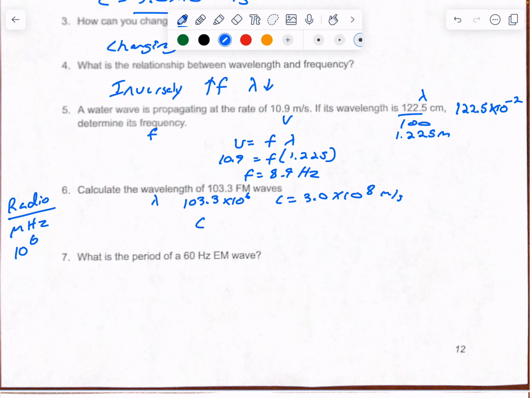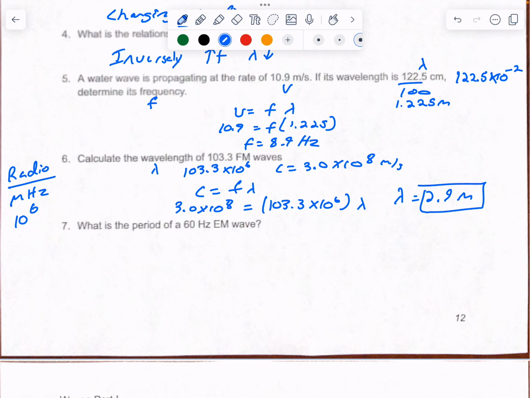So we're going to use the equation C equals frequency times wavelength. So 3.0 times 10 to the 8th equals your frequency, which is 103.3 times 10 to the 6th, times your wavelength, which you don't know. So divide both sides by your frequency. Just be careful and make sure you put both of them in parentheses. That will help you get a cleaner answer. You should get a wavelength of 2.9 meters.